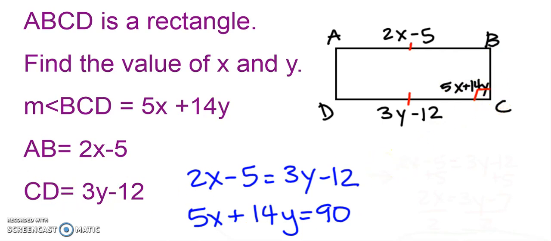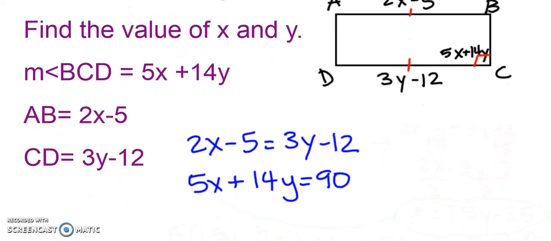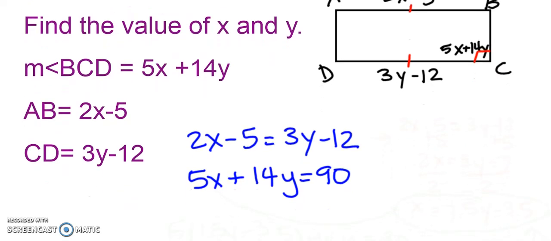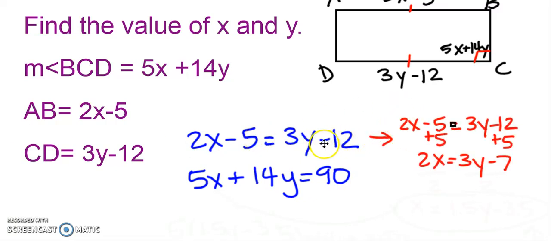So what I do from there is this is a system, and I have to use a system method, and I'm going to use substitution. So I first take the first equation and I'm solving for one of the variables. I decided to solve for x. So I'm adding 5 to both sides. I'm trying to get x by itself. I get 2x equals 3y minus 7 because negative 12 plus 5 is negative 7.